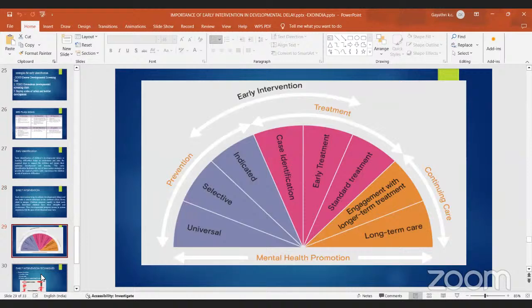Next is the early intervention. This is the prevention phase. In this prevention phase, we want to check whether the baby is having all the normal development or not. So in the case of identification and the early treatment, the baby will come to the treatment phase. That is the early intervention phase. That is the indicator of any specificity. And the case identification and the early treatment. Then if the baby has been cured, it will come to the continuous care process for the long-term care.